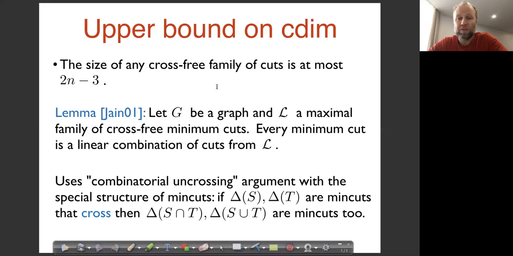So now we're done, right? Because we just take this maximal cross-free family of minimum cuts. It has size at most 2n minus 3, and the lemma of Jane says that every minimum cut can be written as a linear combination of the cut vectors from this set. So that gives an upper bound of 2n minus 3 on the cut dimension of any graph.